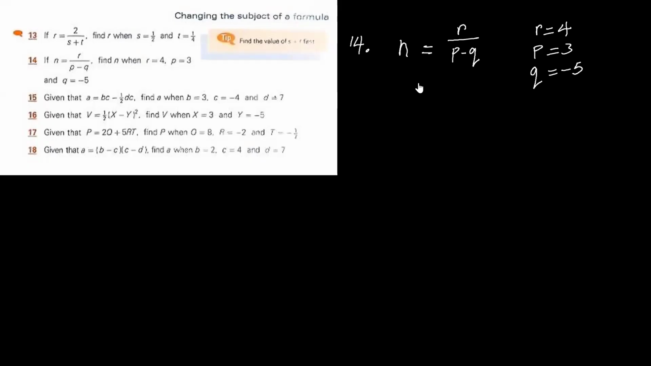Isaiah, check it again. I would write it for people, so it's N equals 4 divided by 3 minus -5. Donnell, correct. Very good, very good.